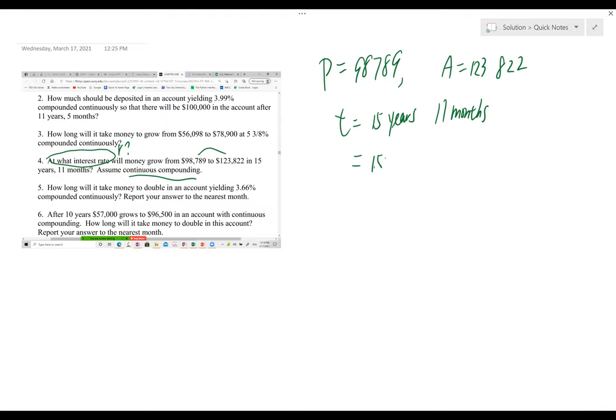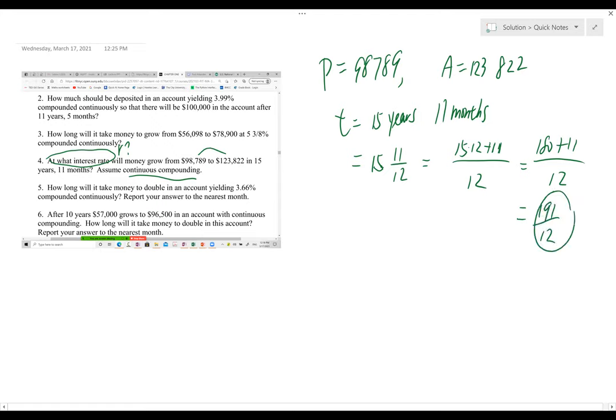So this is 15 and 11 over 12. Again, we turn it into an improper fraction, 15 times 12, adding 11, divided by 12. 15 times 12 is 180, adding 11, 191 over 12. This is very important, right? You have to do the conversion before we get started. And let's apply the formula A equals principal times e to the rt.